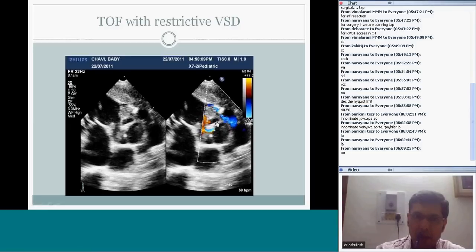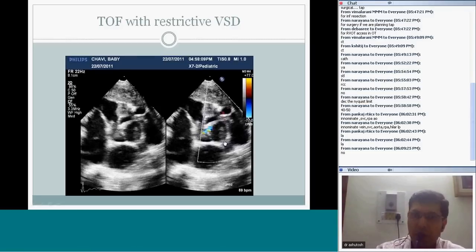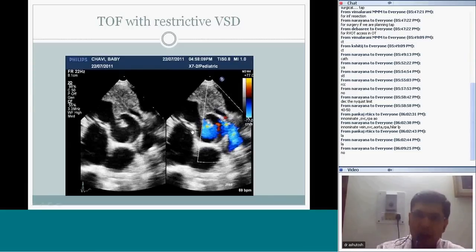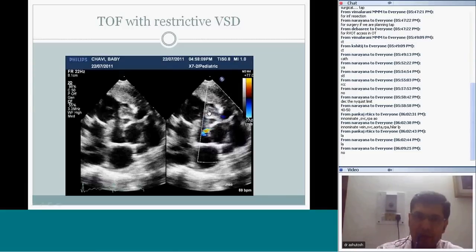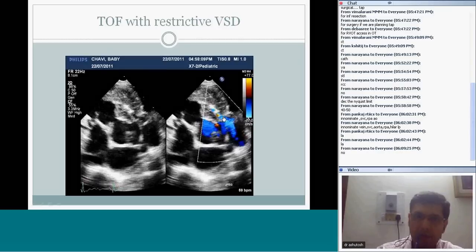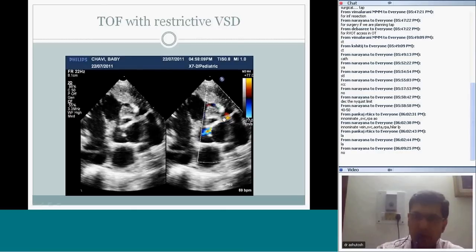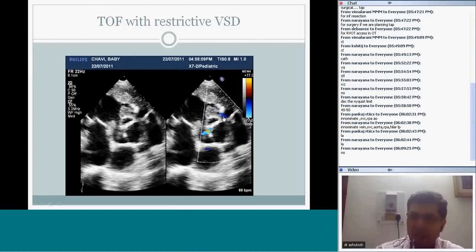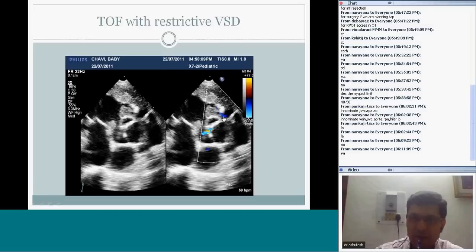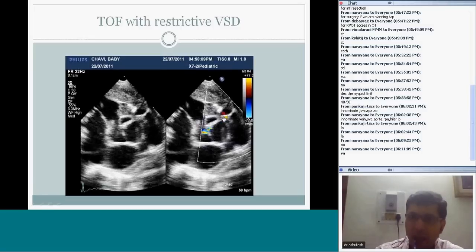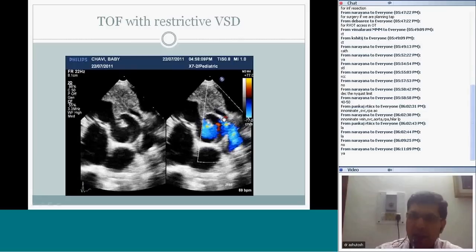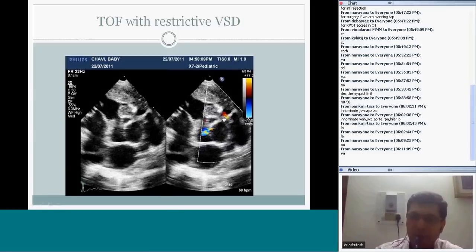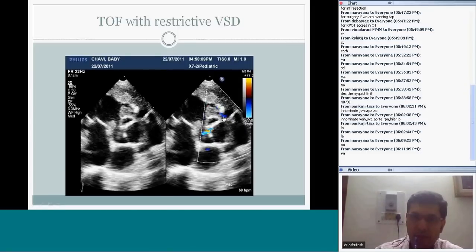Same thing on the short axis view. Just look at this. Can you guys appreciate this small VSD here? It's kind of restricted. And look at the tight outflow tract. You guys seen this earlier? Yeah. So these patients are sicker ones, they will require early surgery.